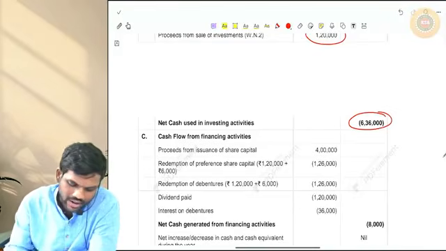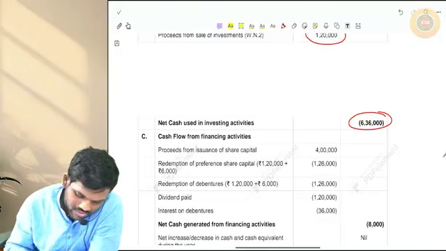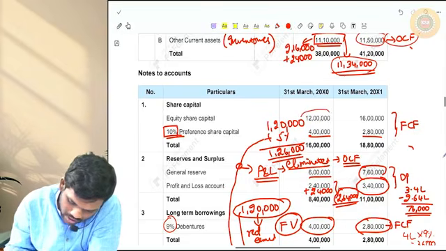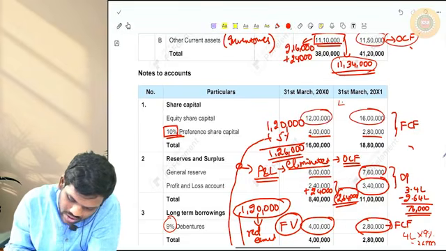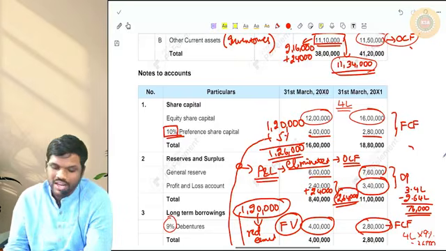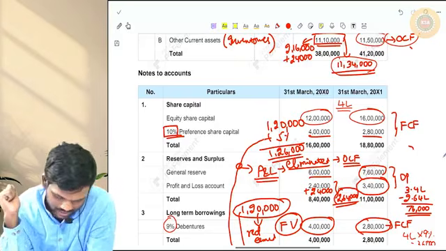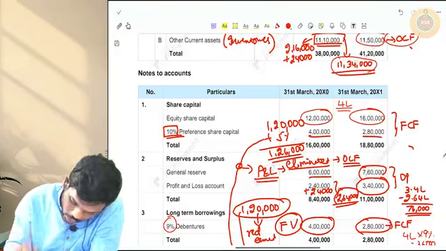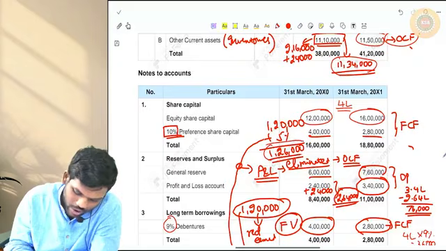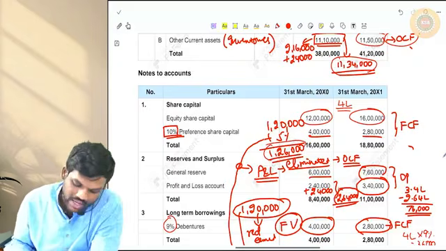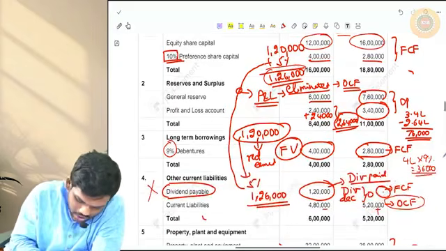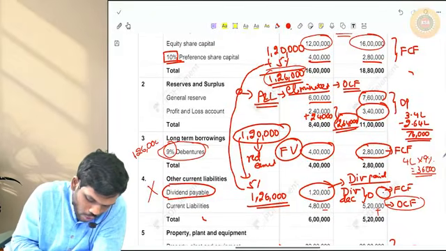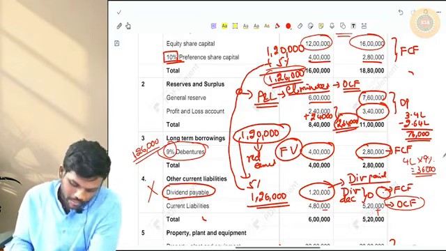And last one is financing activities. Let us see what and all will come in financing activities from the question. First, equity share capital, opening balance 12 lakhs, closing balance 16 lakhs. That means during the year you have issued shares to the extent of 4 lakhs, which is an inflow. So you will take it as plus. And then preference share capital you have redeemed. So 1,20,000 including premium redemption, 1,26,000 will be outflow for preference share capital redemption. Same way you have also redeemed the debentures. So for this also 1,26,000 will be outflow on redemption, including premium on redemption.